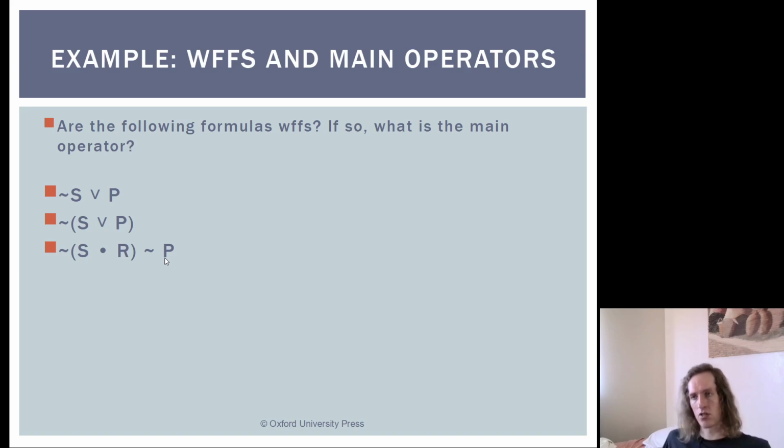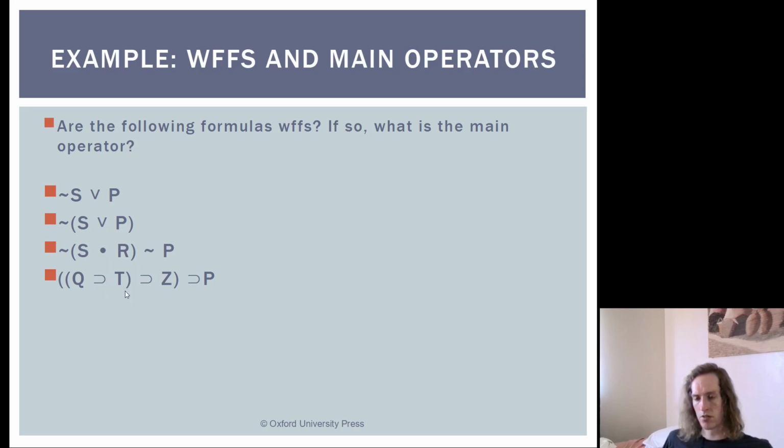Ungrammatical sentences in English are a little bit more flexible because we can interpret the meanings in different ways. Here we have no flexibility whatsoever. This formula doesn't mean anything. It is not a well-formed formula. There's no major operator. All right.